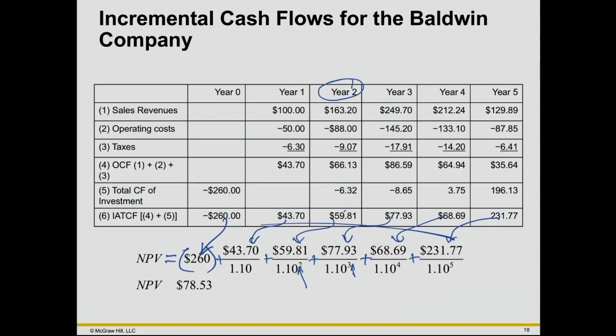When we do the math, we end up with a net present value that is positive, which tells us we take the project, and in fact, it's $78,530. Okay?